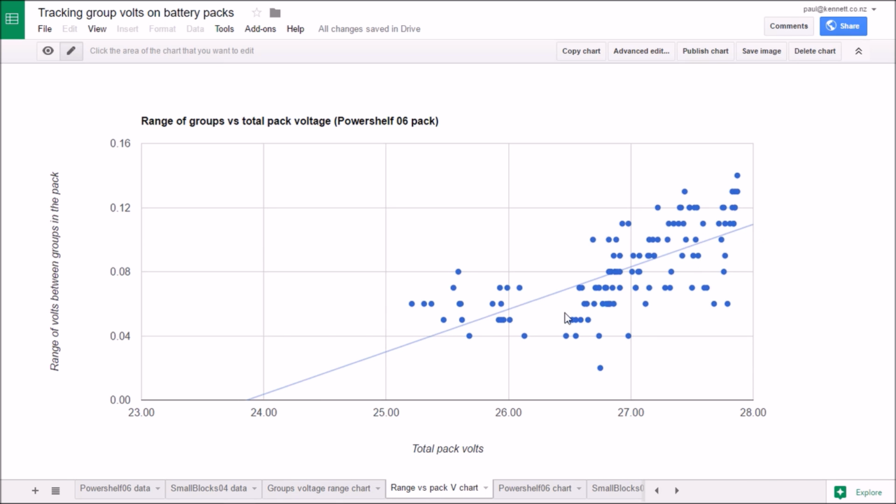I think that trend line is pretty clear: the higher the voltage, the more spread you get. So if you were someone who wanted to charge your pack all the way up to 4.2 volts per group, which would be a 29.4 volt pack voltage, you could expect there to be a lot more spread between the groups, and you're much more likely to find an individual group go over 4.2 volts. So that, I think, would be a bad idea. My advice would be don't go above 28 volts for the whole pack if you're doing a 7S pack like I am. Don't know what happens below 25 volts.